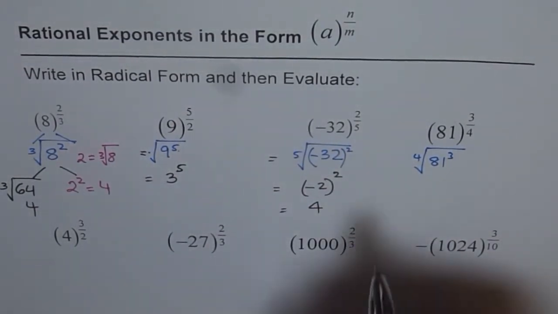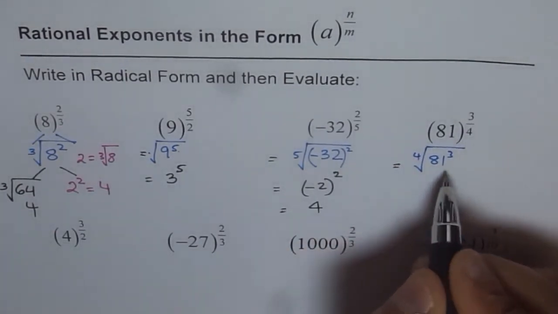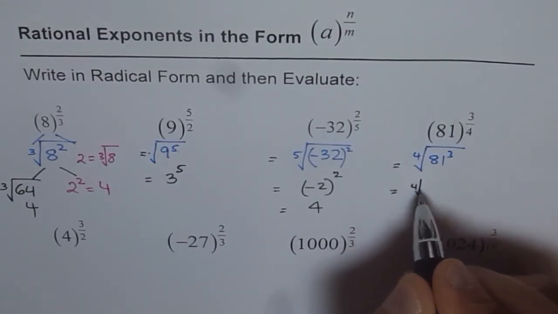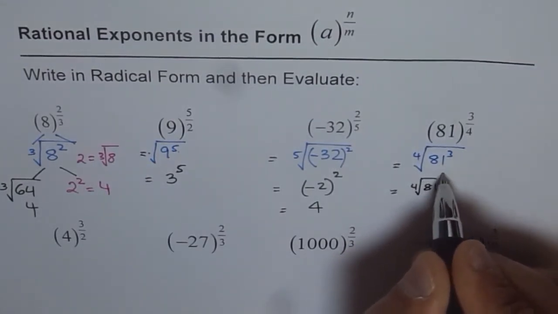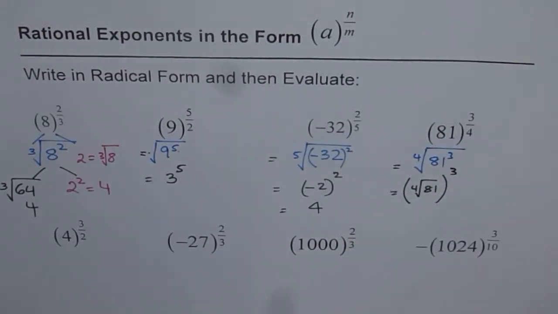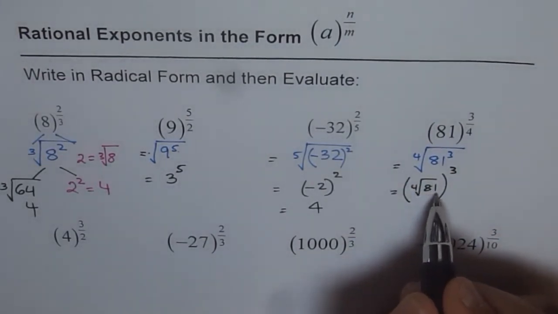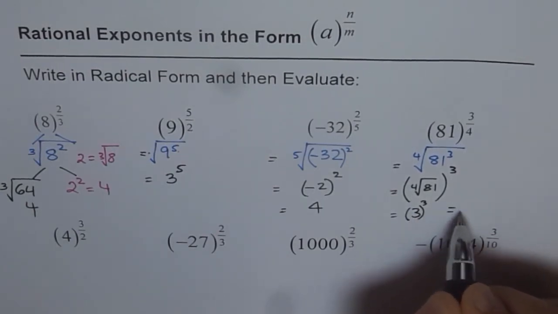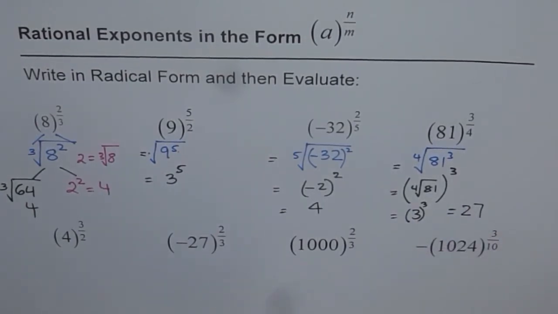Okay. Now in this case, I have to do 4th root of 81 first. So basically what I'm doing is, I am doing 4th root of 81 and then I'll find its cube. So this is the step which I'm doing. Square root of 81 is 9 and square root of 9 is 3. So I get here 3 cubed. Do you understand? So this is what I get. 3 cubed is 27. That is the answer, right?